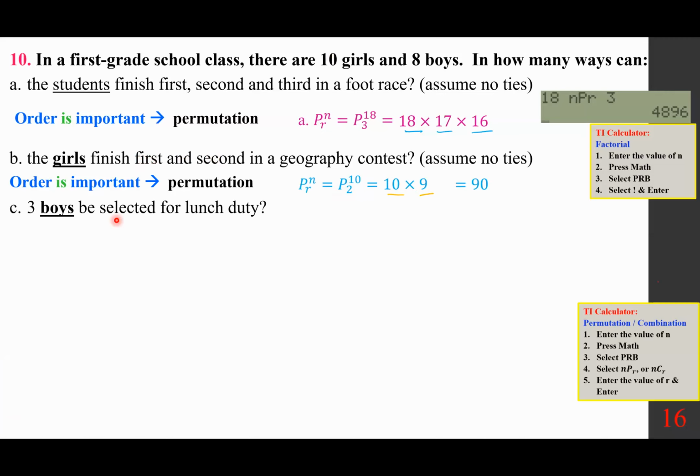3 boys be selected for lunch duty. So order is not important. We just want 3 students from boys. So we want from 8, N is 8, and we are choosing 3. So combination of 8, choose 3. And again, that is really telling your reader how you're doing it, which is obviously 8 factorial over 3 factorial times 5 factorial. And that's 56, or just use the calculator. You know how to use it now with the combination and permutation.